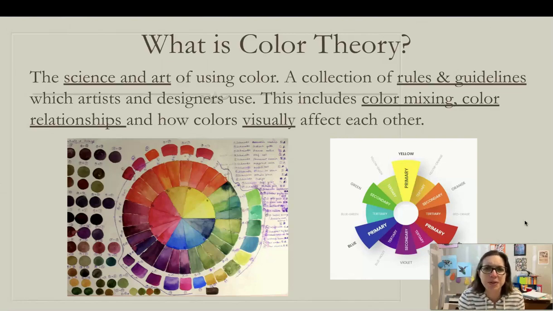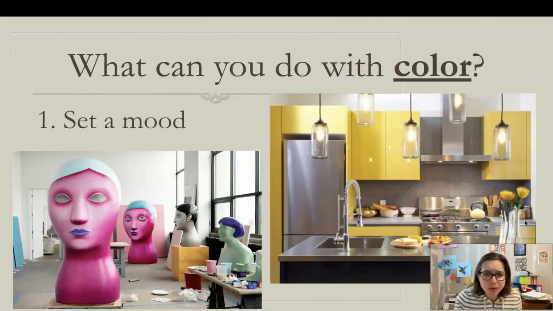So what is color theory? It's the science and art of using color. Technically, it's a collection of rules and guidelines which artists and designers use. This includes color mixing, color relationships, and how colors visually affect each other. And we're going to go over all of that today.